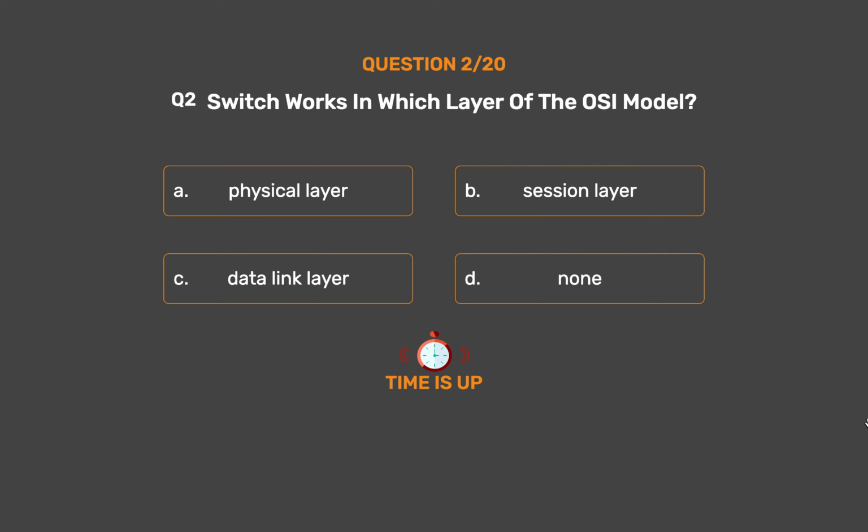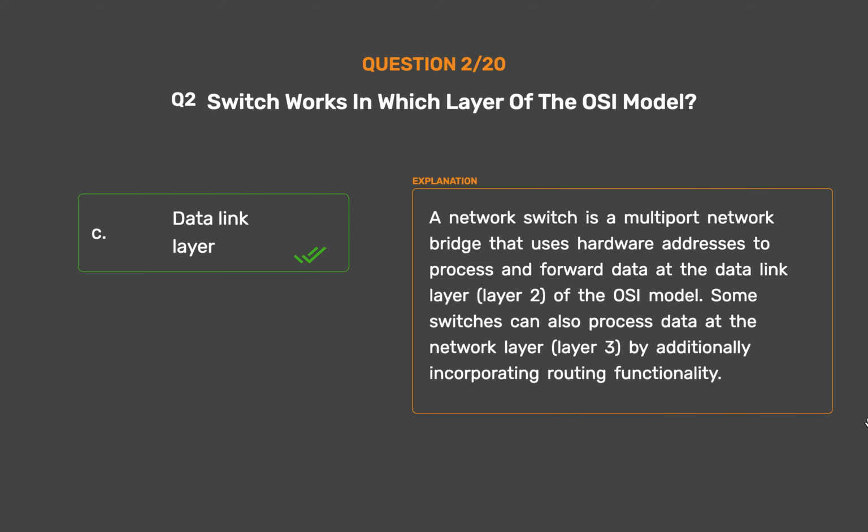The correct answer is Option C. Data link layer. A network switch is a multi-port network bridge that uses hardware addresses to process and forward data at the data link layer, layer 2, of the OSI model. Some switches can also process data at the network layer, layer 3, by additionally incorporating routing functionality.